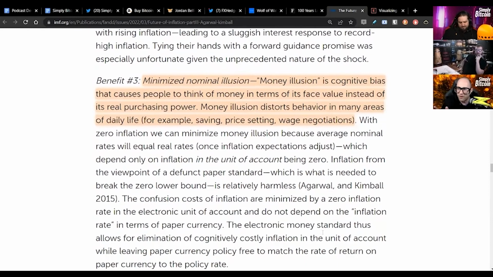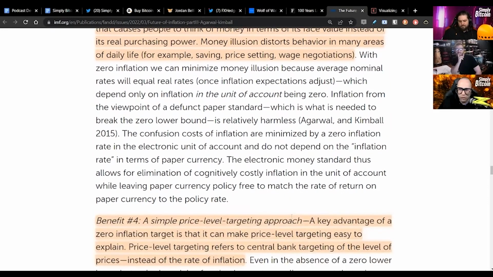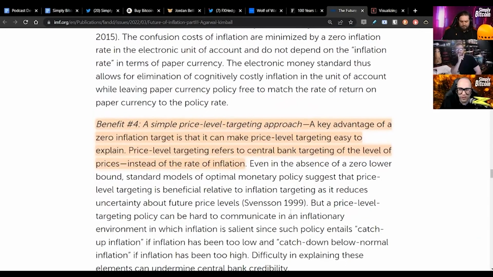Okay, benefit number 3, minimize. This is actually one of my favorites. It's really interesting. Minimized nominal illusion. Money illusion is a cognitive bias that causes people to think of money in terms of its face value instead of its real purchasing power. Money illusion distorts behavior in many areas of daily life. No, we're not having an illusion that our purchasing power is going down. No one is having an illusion about this. So somehow they introduced this weird confusion into this article that makes zero freaking sense whatsoever.